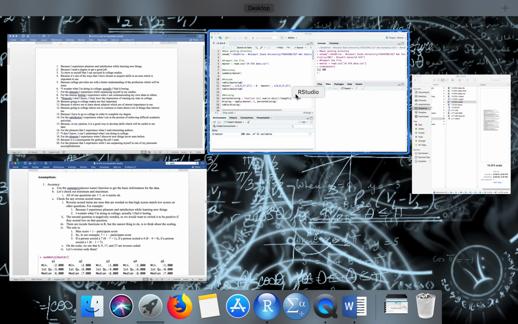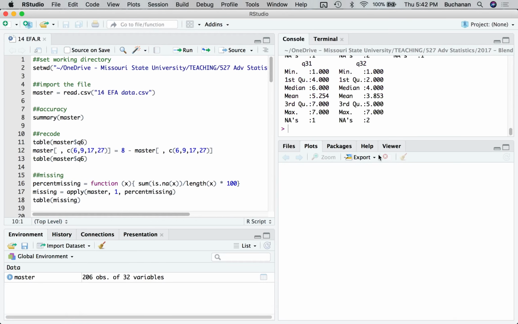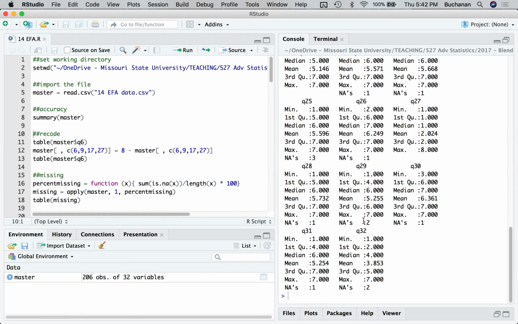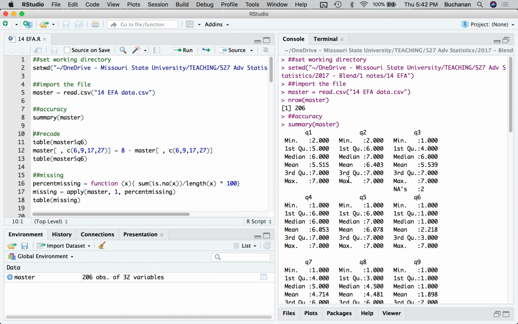Okay, so let's check our min and max scores by using a summary of the data set. Okay, so I can already see I have a couple of missing data points. But everything appears to be scaled 1 to 7, which would fit into my accuracy check. I also don't have any extra columns that I don't need.